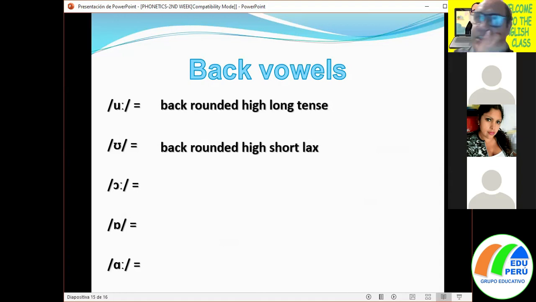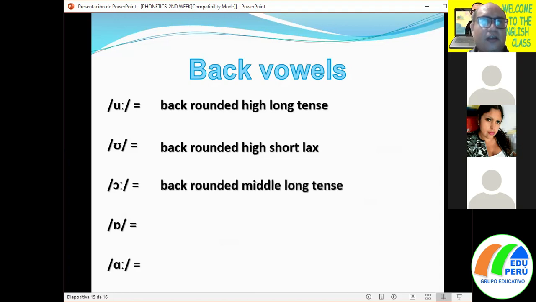Notice the last two characteristics are different. The first three are the same: back, rounded, high. The other two are the difference: long, tense, short, lax. The other, back, rounded, middle, long, tense. Middle, notice, middle. The tongue is in the middle of your vocal tract. You round your lips. The other, back, rounded, low, short, lax.